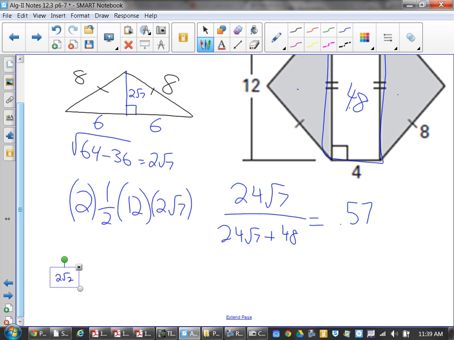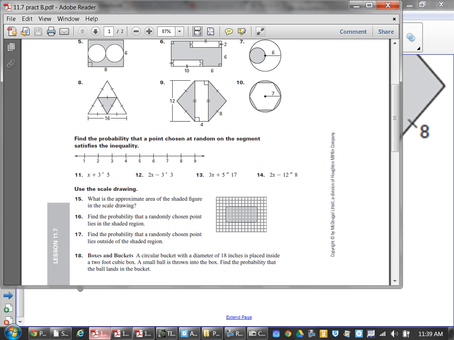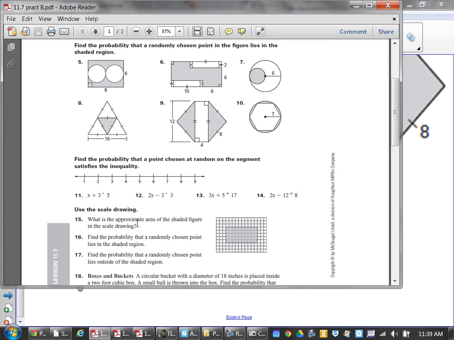Make sure when you do this, use parentheses, use the fraction bar. Too many people try to do it all at once and hit divide by, and it just doesn't work. Okay? Because it's not as clean. The calculator isn't that smart.